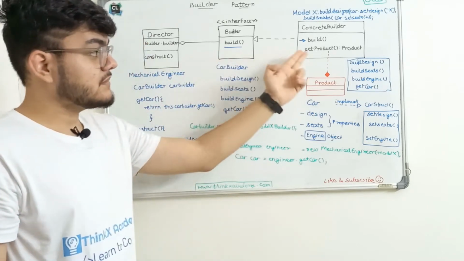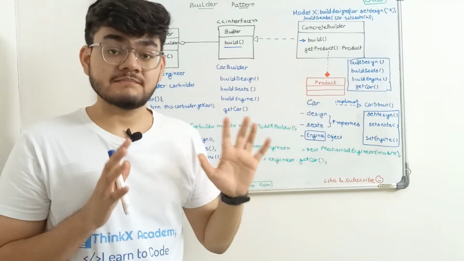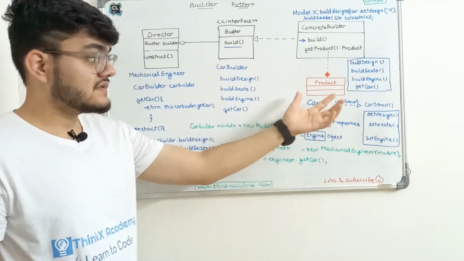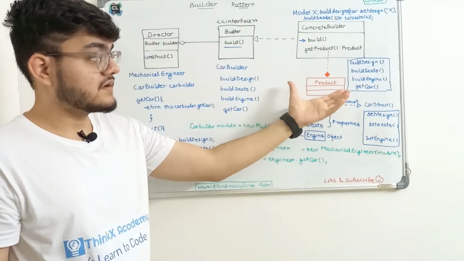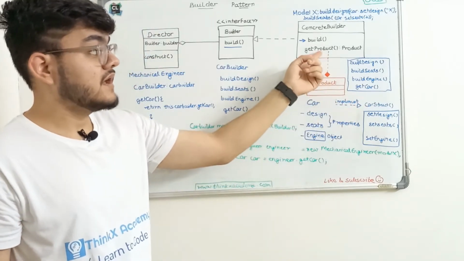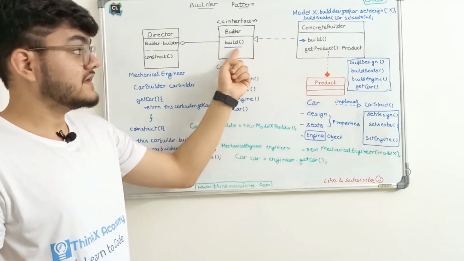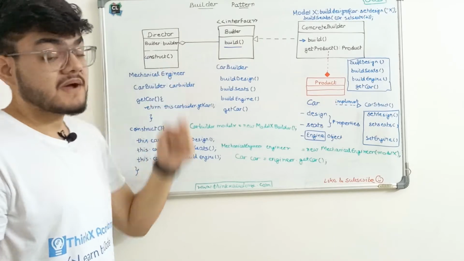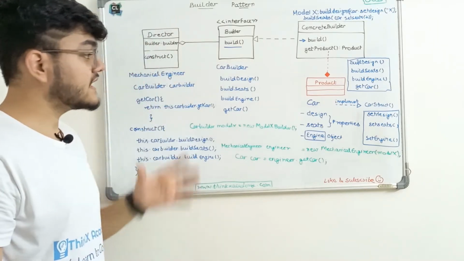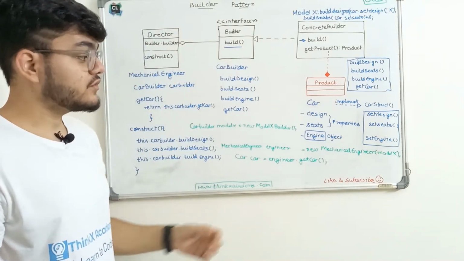Now this is just the UML diagram for understanding the builder pattern, which just says to give the responsibility of constructing a particular object to some concrete builder class, which is implementing the builder interface, and the building procedure is guided by the director. So that's an important concept. Now let's move on to our example.